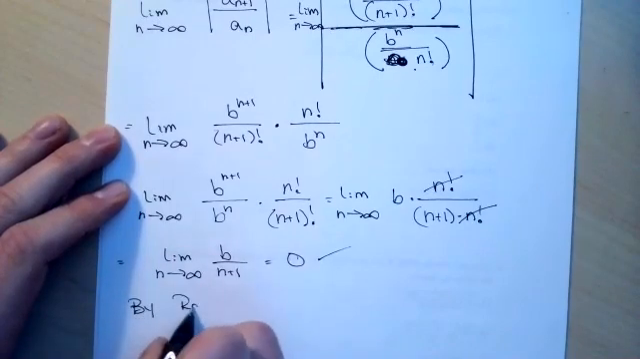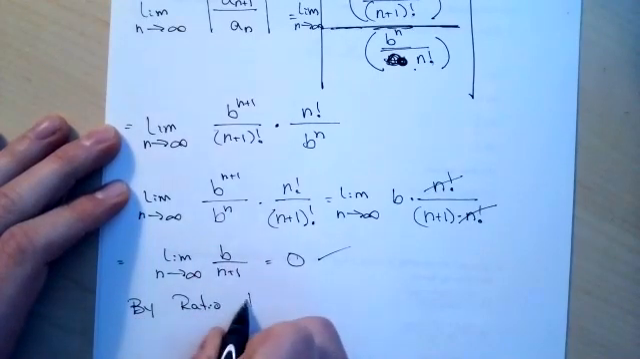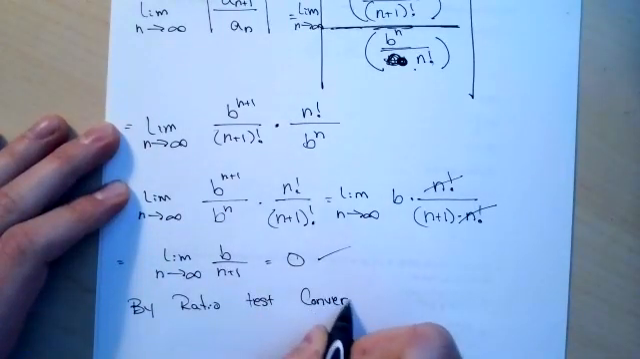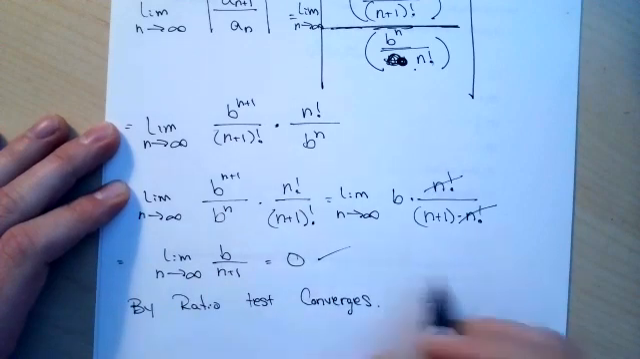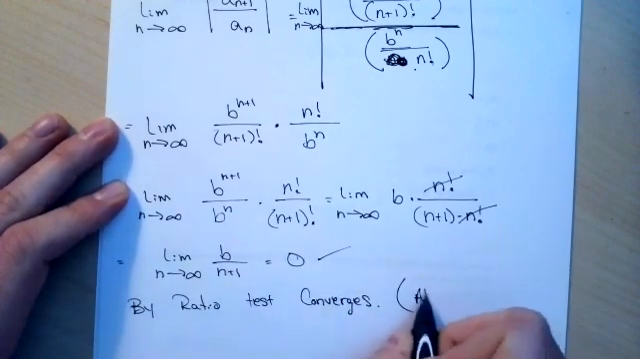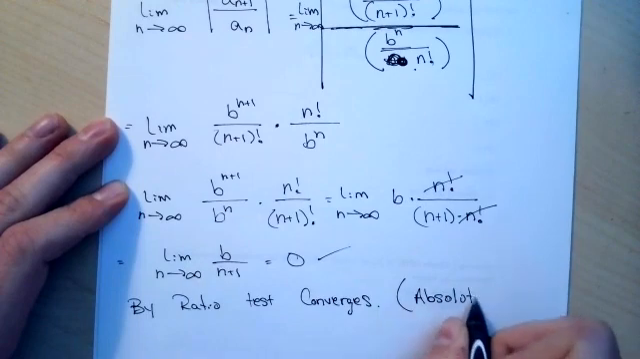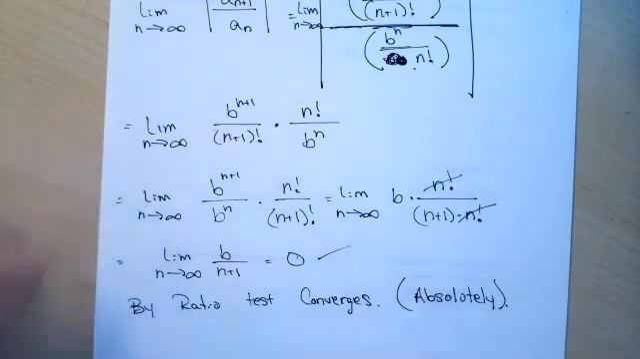So by the ratio test, it converges, and it actually converges absolutely. We haven't introduced this yet. I'll mention what absolute convergence is here in a minute. It has to do with alternating sequences. But let's do one more example with these ratio tests.